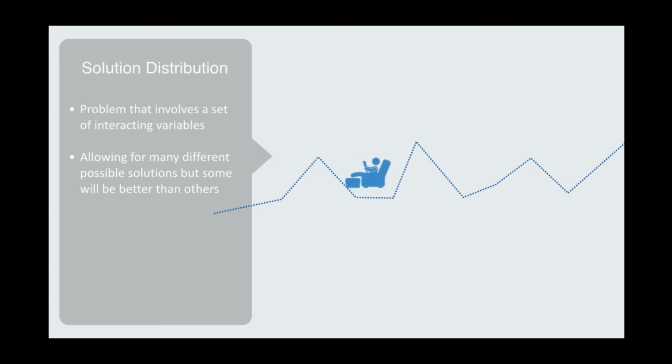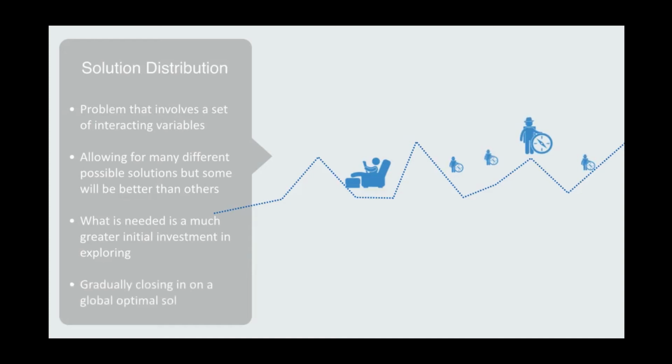What is needed is a much greater initial investment in exploring, allowing the agent to go up and down many times, while also, over a prolonged period, gradually reducing the amount of time the agent is allowed to go downhill, thus gradually closing in on a global optimal solution without getting stuck on local peaks.